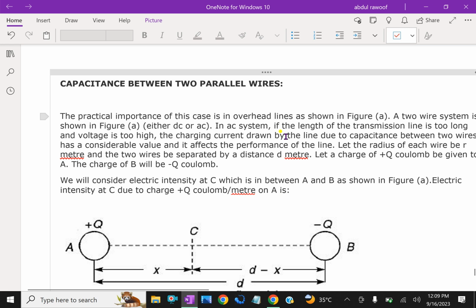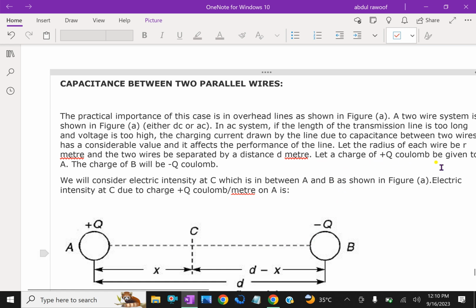In an AC system, if the length of the transmission line is too long and the voltage is too high, the charging current drawn by the line due to capacitance between the two wires has a considerable value and it affects the performance of the line. Let the radius of each wire be r meters, and the two wires be separated by a distance of d meters.